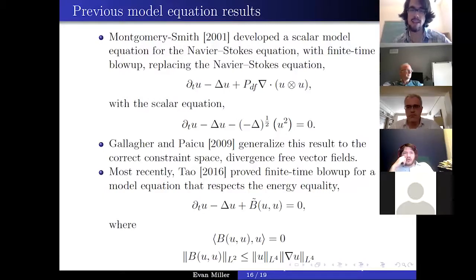What the Tao model really shows is that the energy equality can't help us with regularity. We know the energy equality is supercritical, and that's a certain barrier. But this shows definitively that you can have the energy equality, and you can have the same harmonic analysis estimates for the nonlinearity, and you can have finite time blowup. So just doing harmonic analysis with the energy equality and with the nonlinear term is not going to get you regularity for the Navier-Stokes equation.